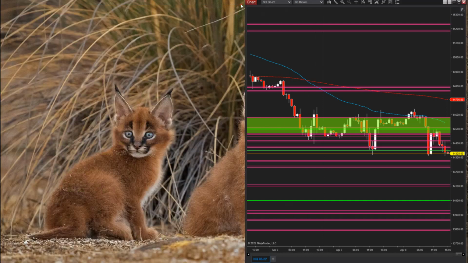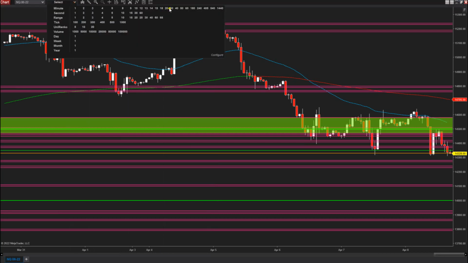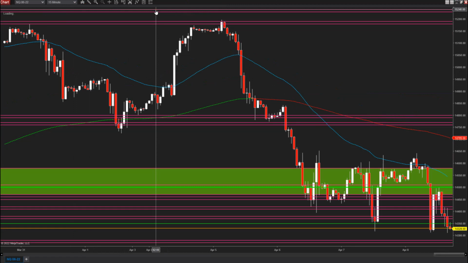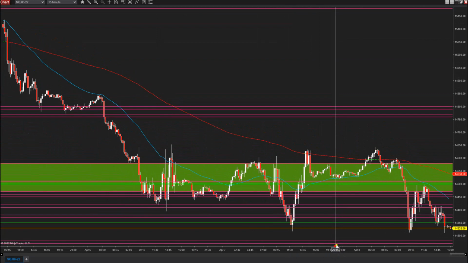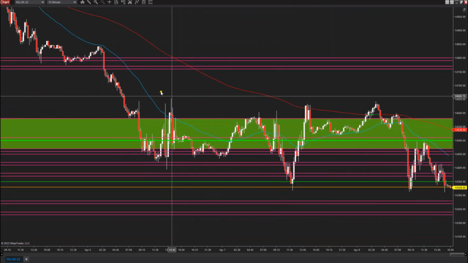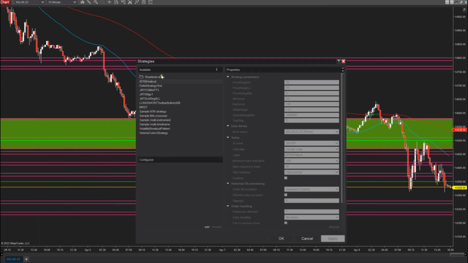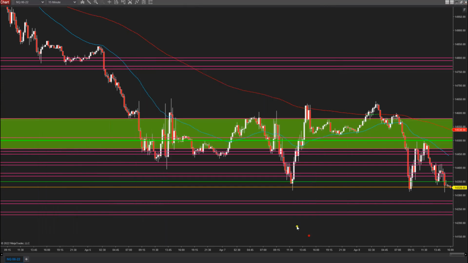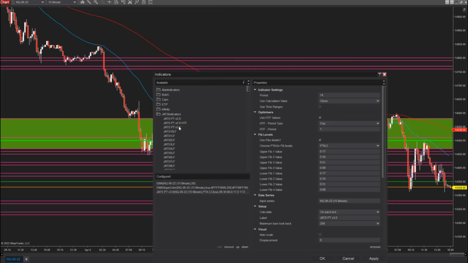Okay, so now that my chart is marked up, the last thing I want to do is put the PT indicator on it. So what I do is I'll go and put the strategies indicator, go to my folder, put the PT on here a bunch of times.